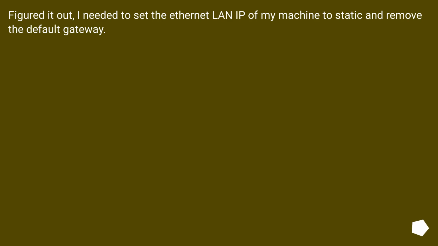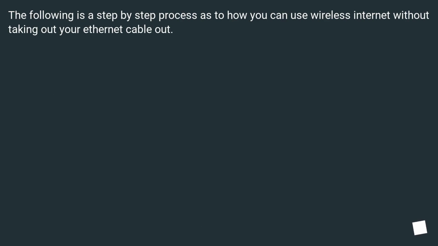Figured it out. I needed to set the Ethernet LAN IP of my machine to static and remove the default gateway. The following is a step-by-step process as to how you can use wireless internet without taking your Ethernet cable out.